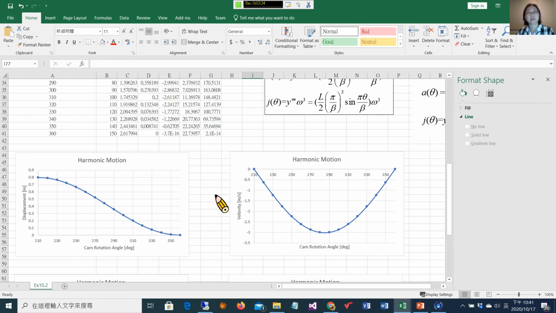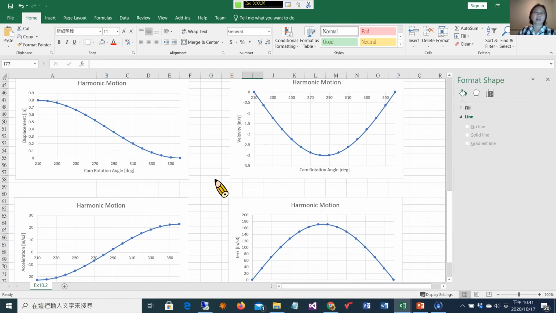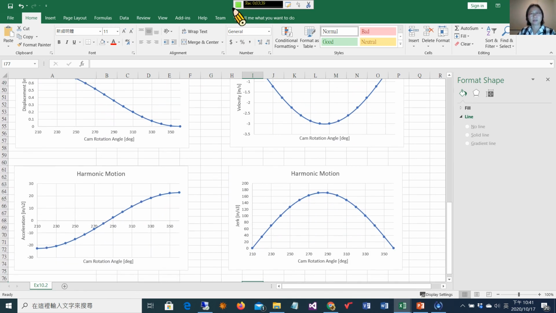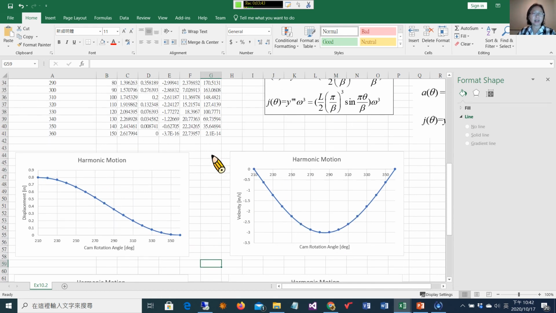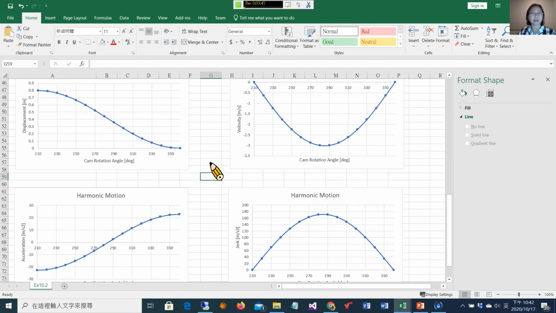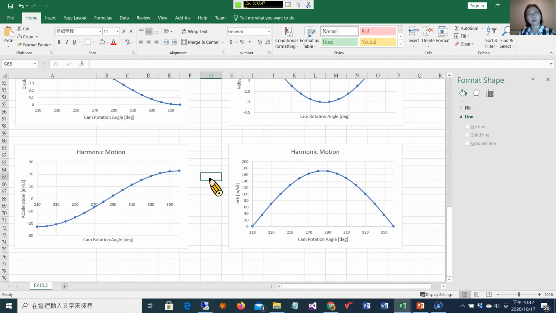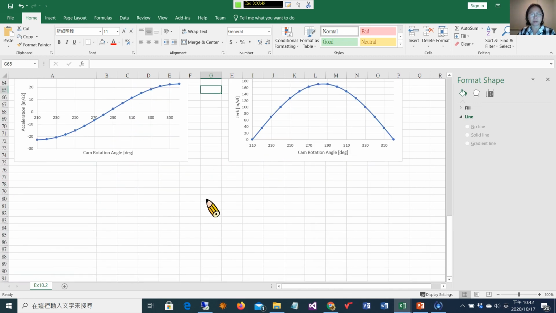So we have the SVAJ diagram now. So I hope you can practice by yourself.